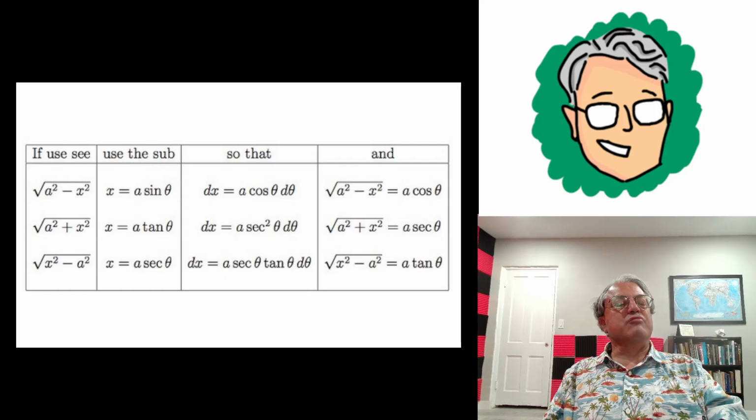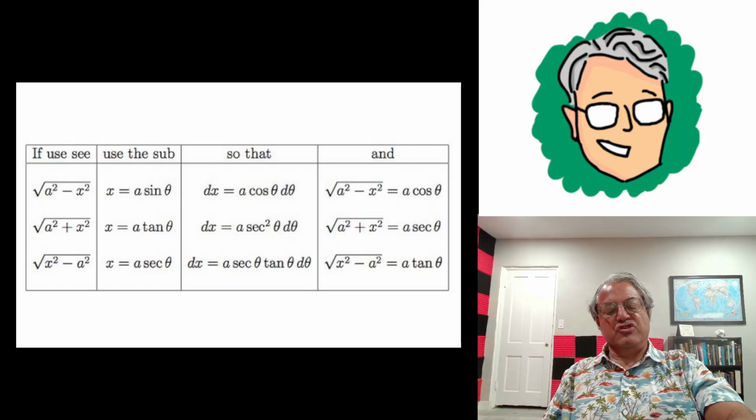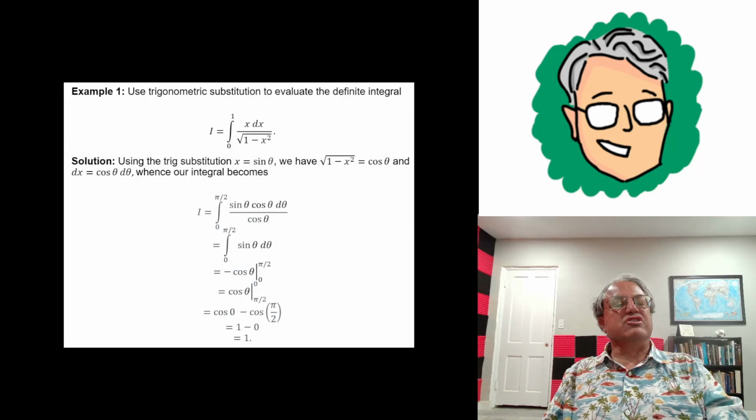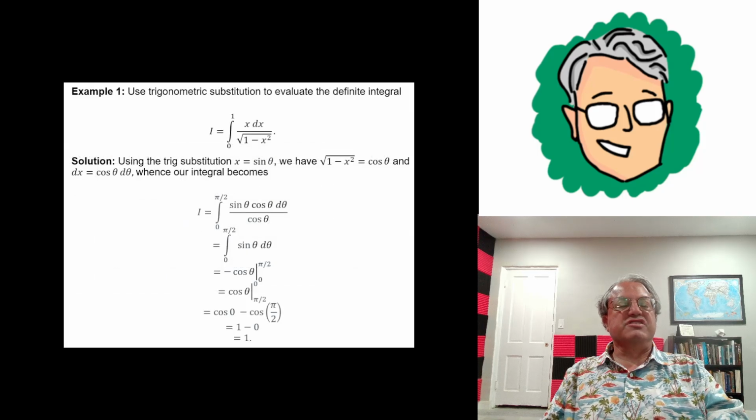And in the third example, where you see square root of x squared minus a squared, you let x equal a secant theta, and then dx becomes a secant theta tan theta d theta, and square root of x squared minus a squared becomes a tan theta. So if you make those substitutions, your integral will simplify considerably and usually you can solve it. I'll just do a couple of examples here. You can do tons of examples of this, but I'm going to do a couple of simple ones.